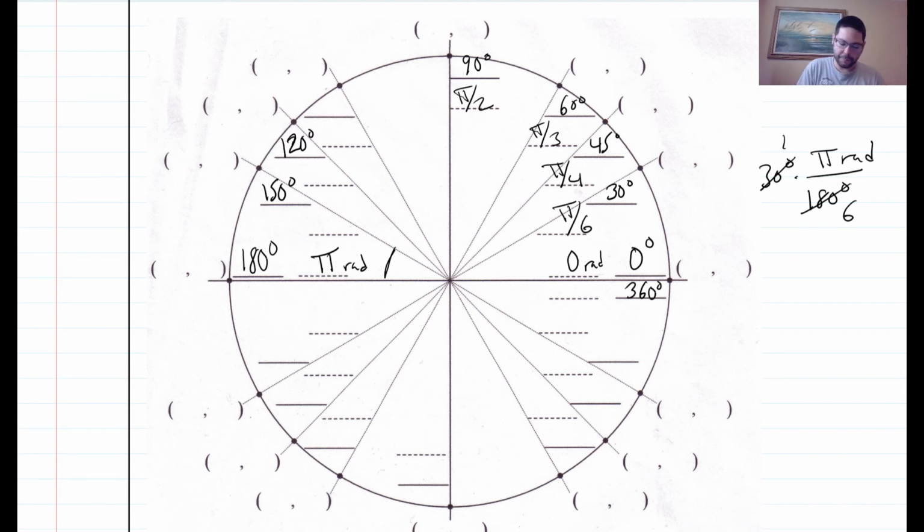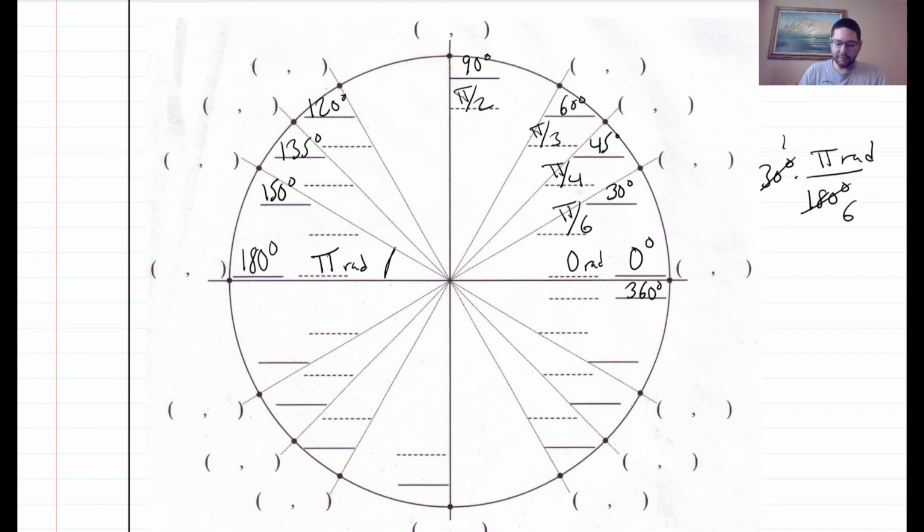Oops, not 60, sorry. Take away 45. I went ahead of myself. This one's going to be 180, take away 60. This one's going to be 180, take away 45. So it's going to be 135. So that's how I find those angles.